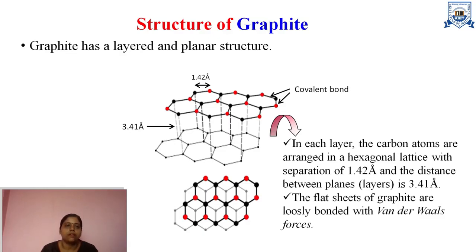Structure of graphite. Graphite has a layered planar structure. In each layer, the carbon atoms are arranged in a hexagonal lattice with a carbon-carbon distance of 1.42 angstrom. The distance between the planes, or layers, is 3.41 angstrom. Here we can see 3.41 angstrom between layers, and within the layer it is 1.42 angstrom. These flat layers of graphite are loosely bonded with a weak force, van der Waals force.